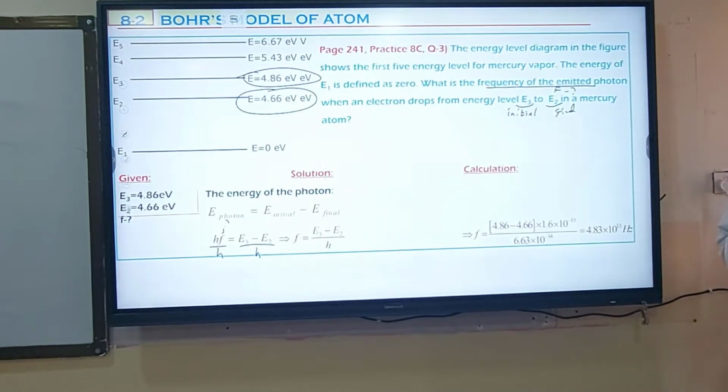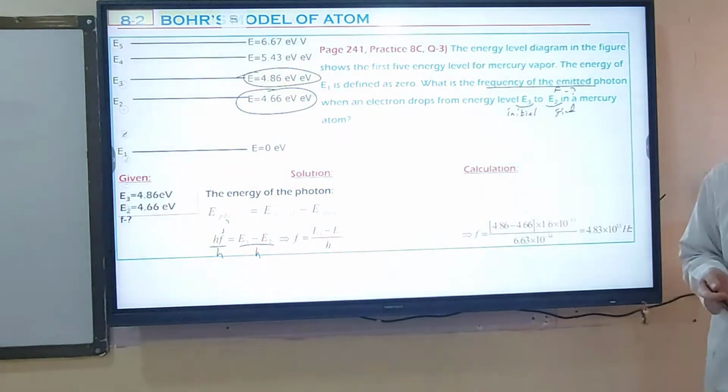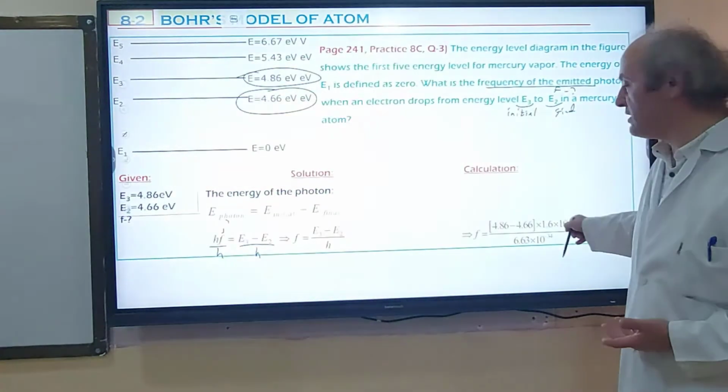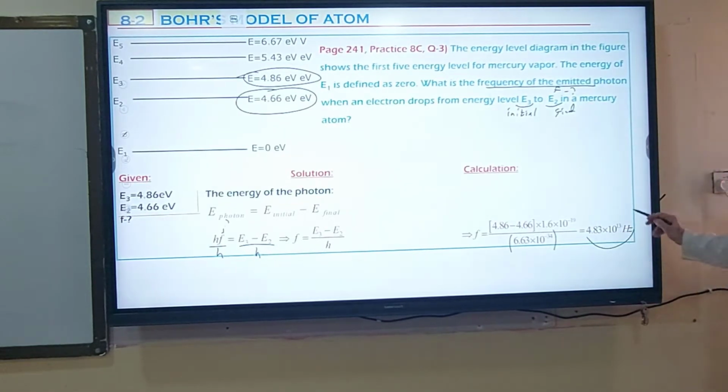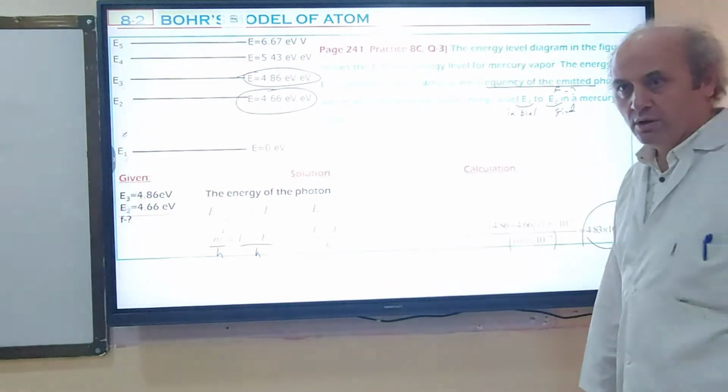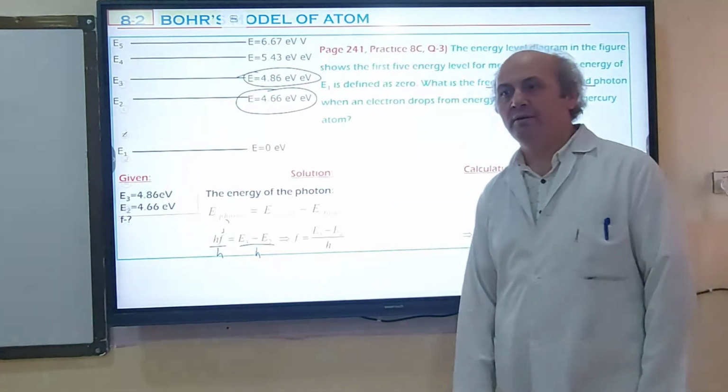Of course, this is the difference in electron volts. Convert it to joules by multiplying by 1.6 times 10⁻¹⁹. Divide by Planck's constant. This is the frequency of the photon emitted from this transition. Should we memorize these? No, never. They will be given.